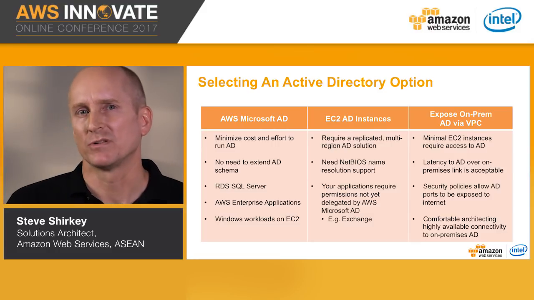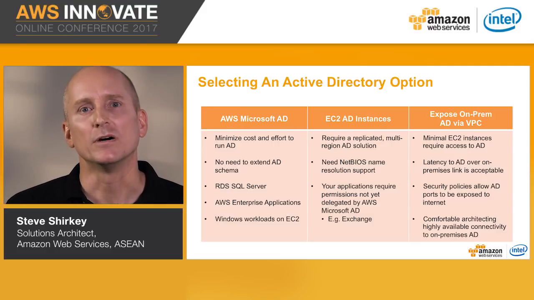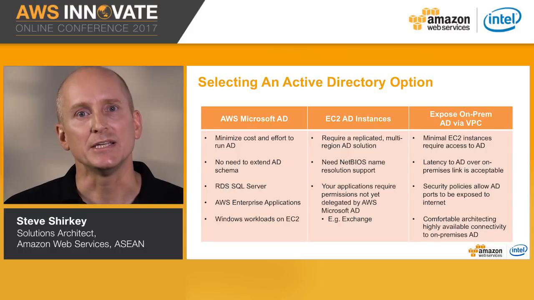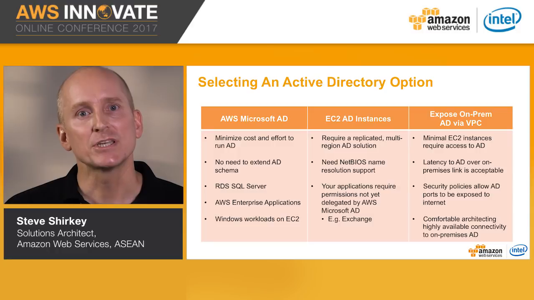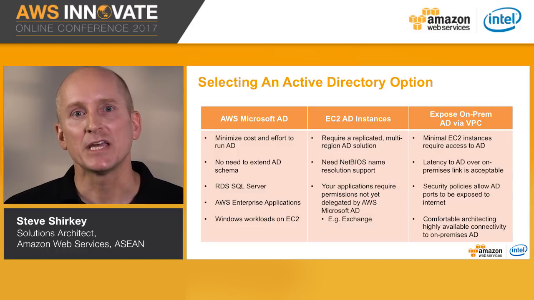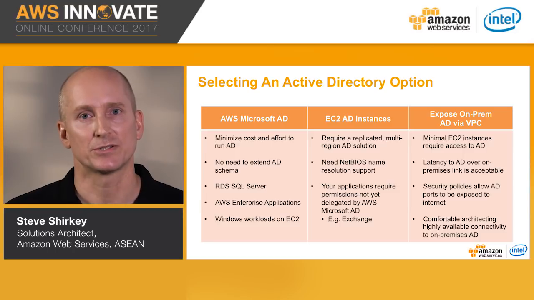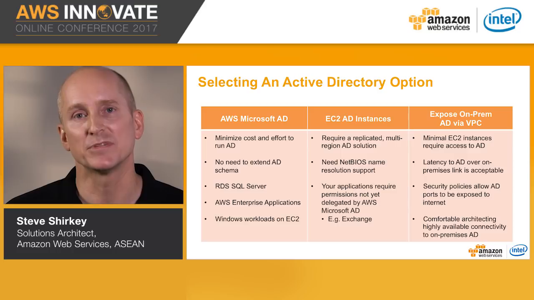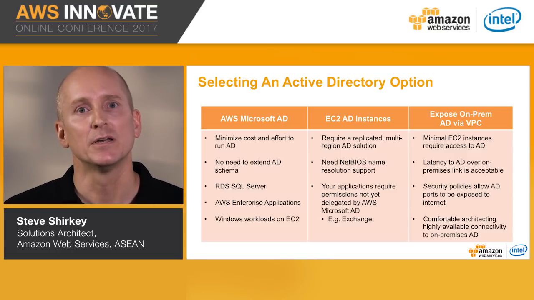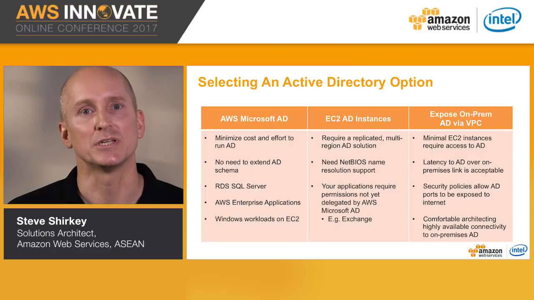So how do you decide what is the most appropriate option? Well, the decision to use EC2 AD instances is primarily driven by two issues. While trust can be very effective, customers may have the requirement for a replicated Active Directory solution across multiple regions. Because AWS Microsoft AD cannot be part of an on-premise forest, EC2 Active Directory instances are required for a cloud-based AD solution in this case.